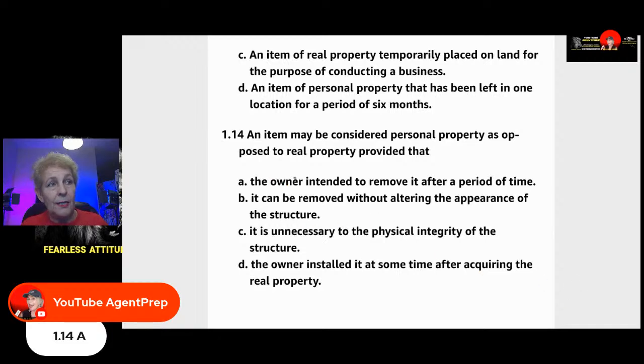Okay, it is an item that the owner intended to remove after a period of time. That is personal property. Anything you can grab and easily take out. Okay, that is personal. It's yours. It goes with the person. It's chattel, like cattle moves, chattel property is personal property.